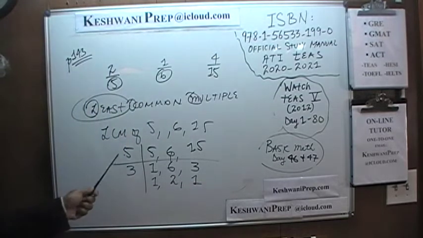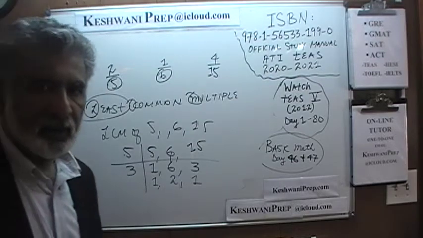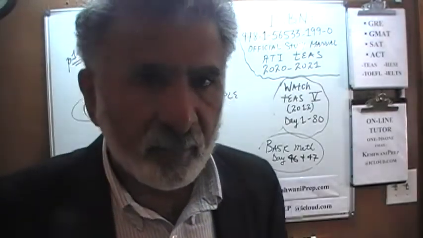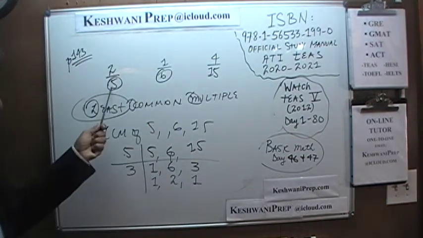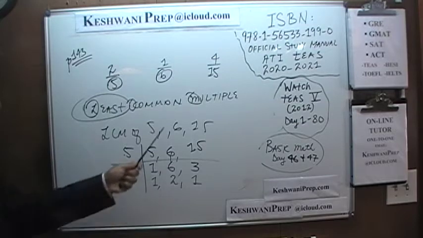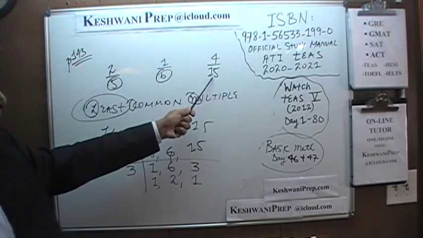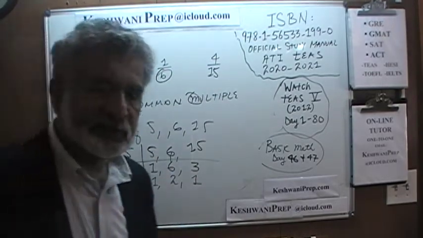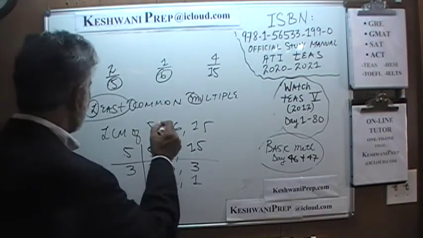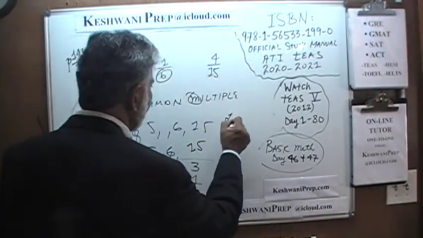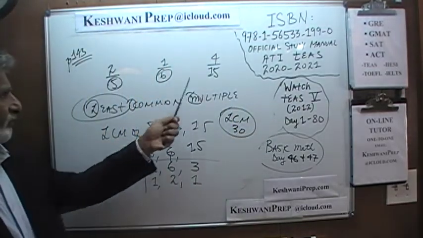There you go. 5 times 3 is 15 and 15 times 2 is 30. That is the smallest number that is a multiple of 5, 6 and 15. 30 is a multiple of 5 because 5 times 6 is 30. 30 is a multiple of 6 because 6 times 5 is 30. 30 is a multiple of 15 because 15 times 2 is 30. And that is the smallest one. It's not the only one. 30 is the LCM, the least common multiple of 5, 6, and 15.